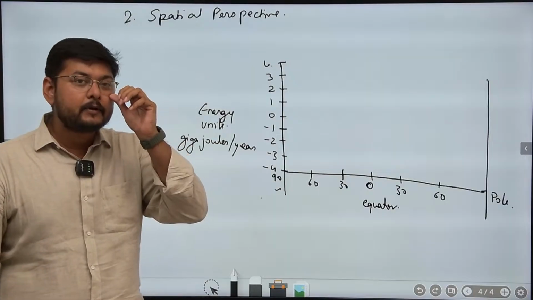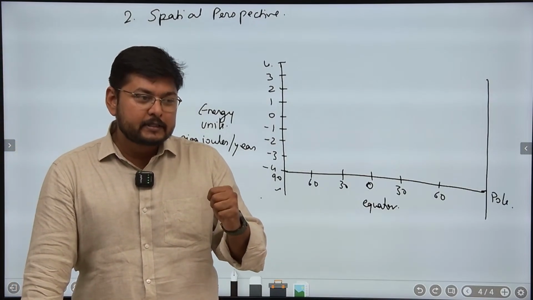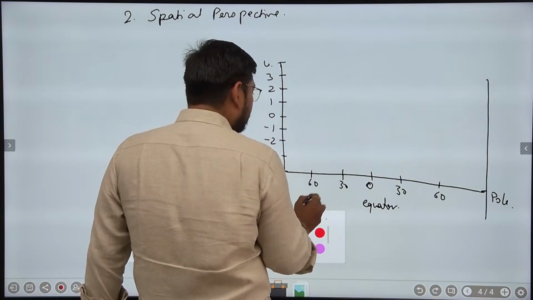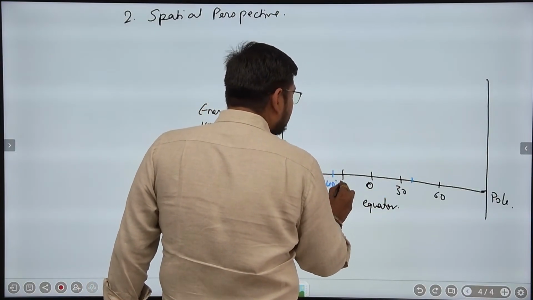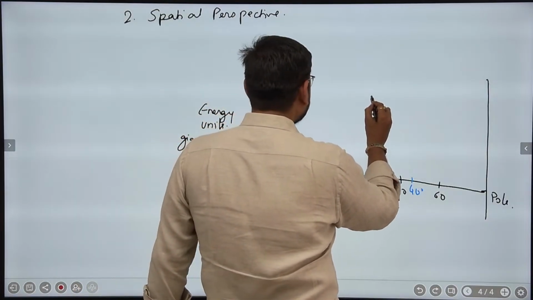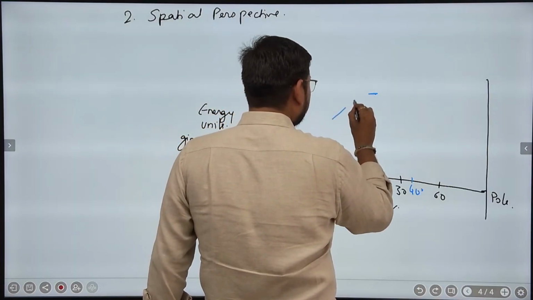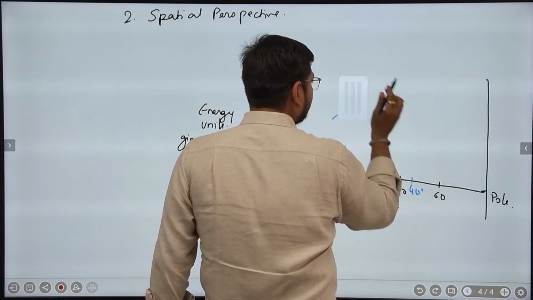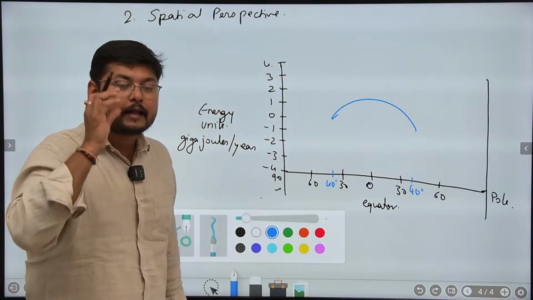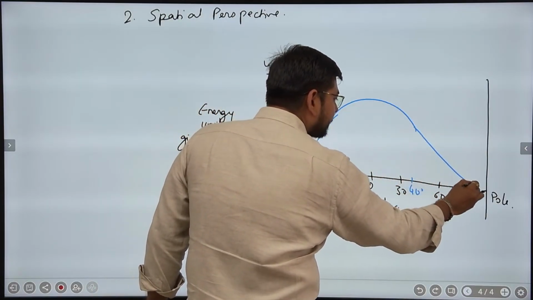Okay, so this is something which we need to understand, and we need to be very precise while drawing this spatial perspective, that is, how the heat budget is changing latitudinally. So in this case, the amount of energy which is received from 40 degrees of latitude in the northern hemisphere to 40 degrees of latitude in the southern hemisphere is quite surplus. And after this, when we cross the 40 degrees of latitude in the northern and southern hemisphere, the amount of energy starts to decline towards the bottom part. Okay, it starts to decline.